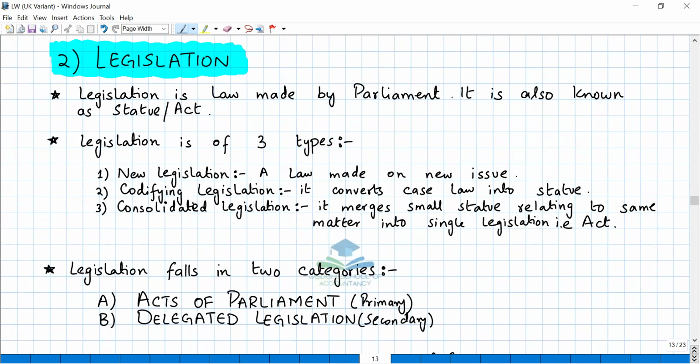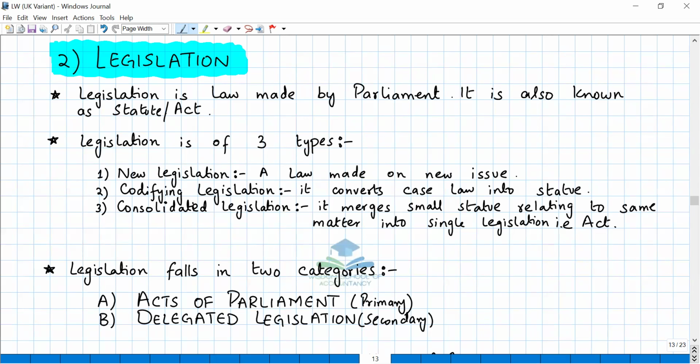Then comes the legislation. The traditional source of the law was the common law. The traditional source of the law was basically case law, and the case law was subdivided into the common law and equity. Then we talked about the judicial precedent that the common law follows. Now we are going to talk about the modern source of law, that is known as legislation. Legislation is a law made by parliament. It is also known as statute or act. So a law that is made by parliament is known as legislation. Statute.